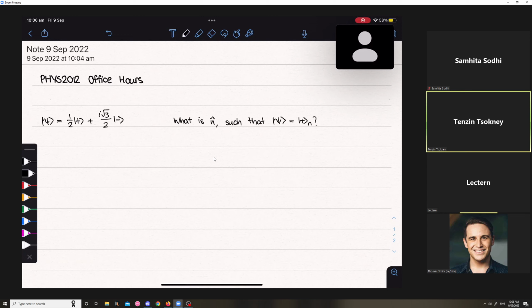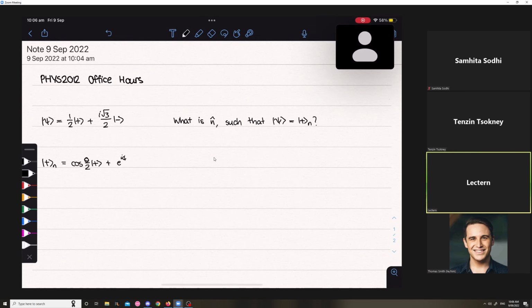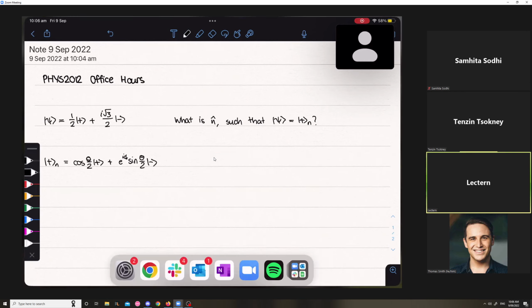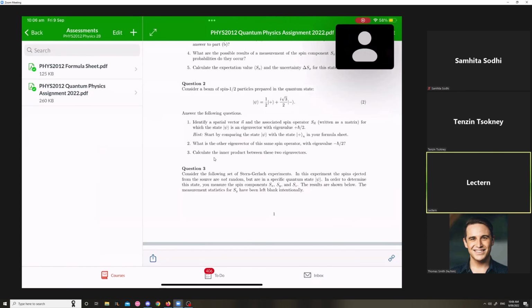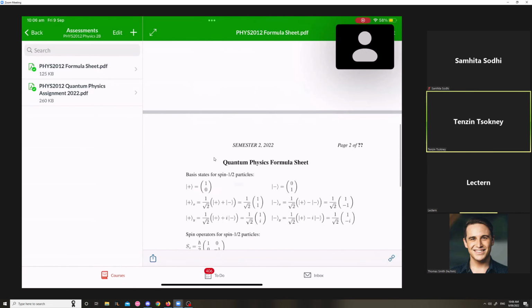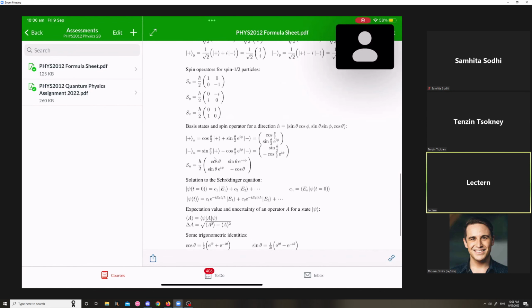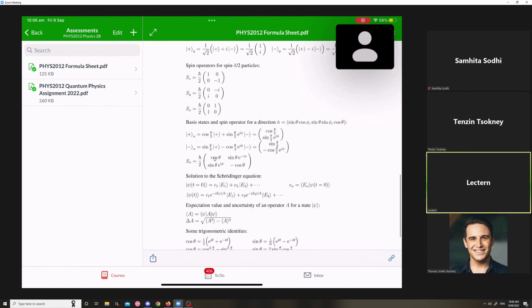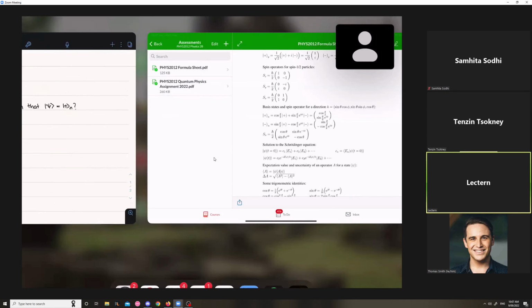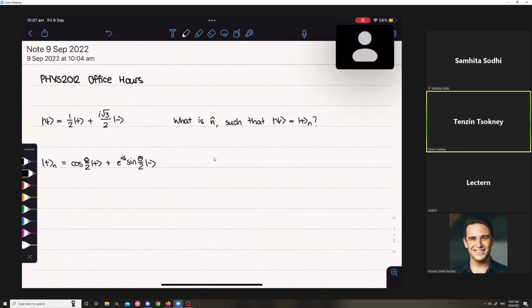Well, we know the expression for plus n, right? So we know that plus n is cos theta on 2 plus, plus, oh God, I hopefully get this correct, sine theta on 2 minus. Is that correct? Let me just double check. I always get that one wrong. I have the formula sheet. Yep, correct. So it's cos theta on 2 plus sine theta on 2 e to the i phi. That's what we got.